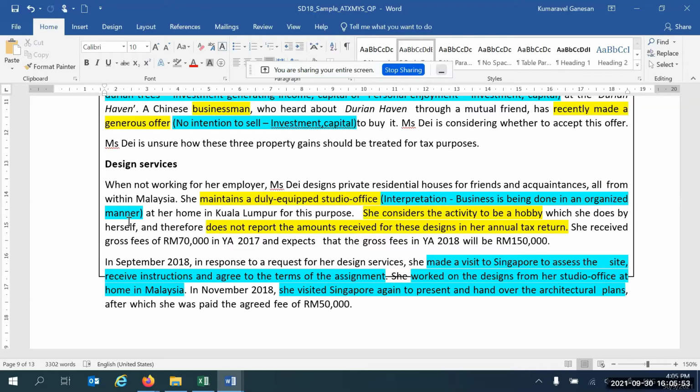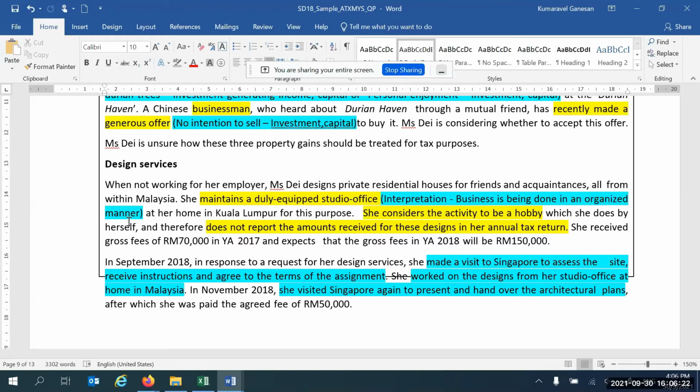Now, for 3 marks, it may be a bit hard to write. All we can think of is this duly equipped studio office. So you start writing that down first. Remember, no need to think, I want to get 3 marks, and then start writing after that. As I told you, whatever points are relevant and important to the question, you write them down first. So you will get 1 mark for writing that she maintains an office. If you cannot think further, then you move on.